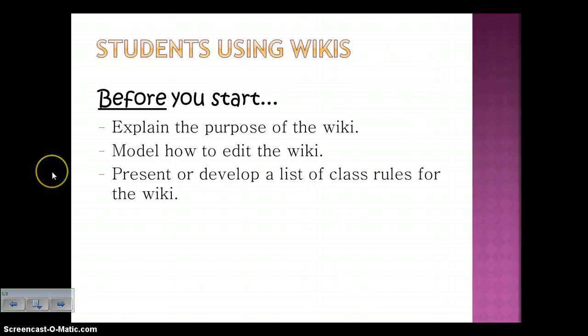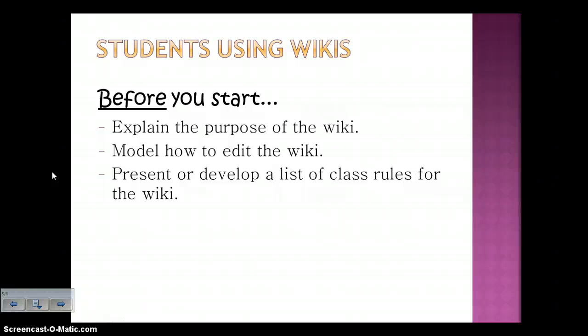But before you start, you need to explain the purpose of the wiki. You need to make sure students know it's not just for social use, it's really for work, and it's only for their best work. You need to model how to edit the wiki. Students don't know how to do something that has never been shown to them, so you need to show them how to do it.